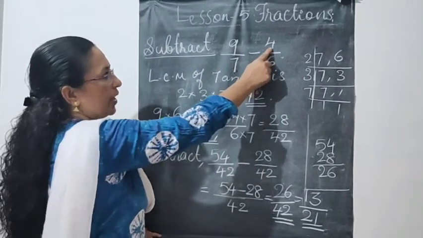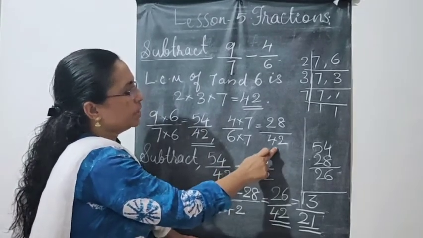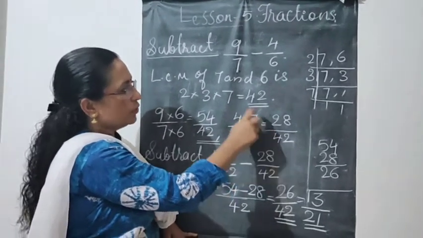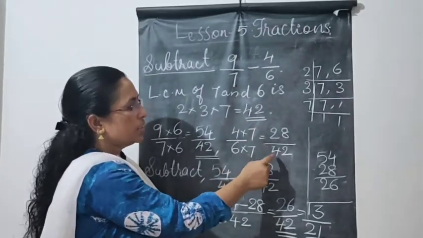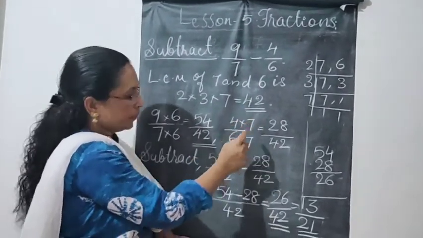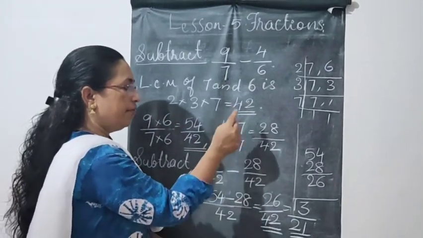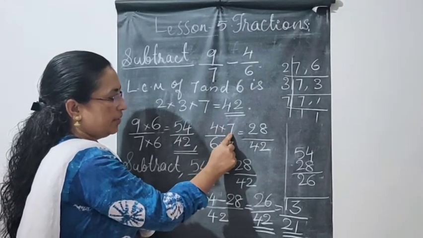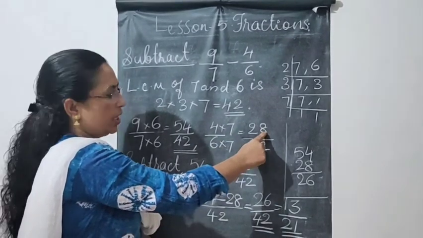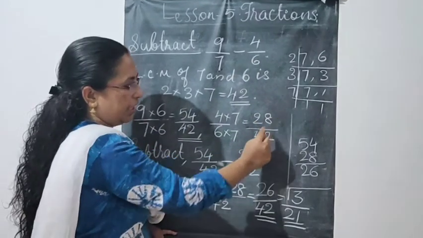Now next fraction 4 by 6. 6 multiplied by which number is equal to 42? Because 42 is our LCM, we are making equivalents of 42. So 6 multiplied by 7 is equal to 42. The same 7 we multiply with the numerator. 4 multiplied by 7 is equal to 28. Now instead of 4 by 6 we have the fraction 28 by 42.